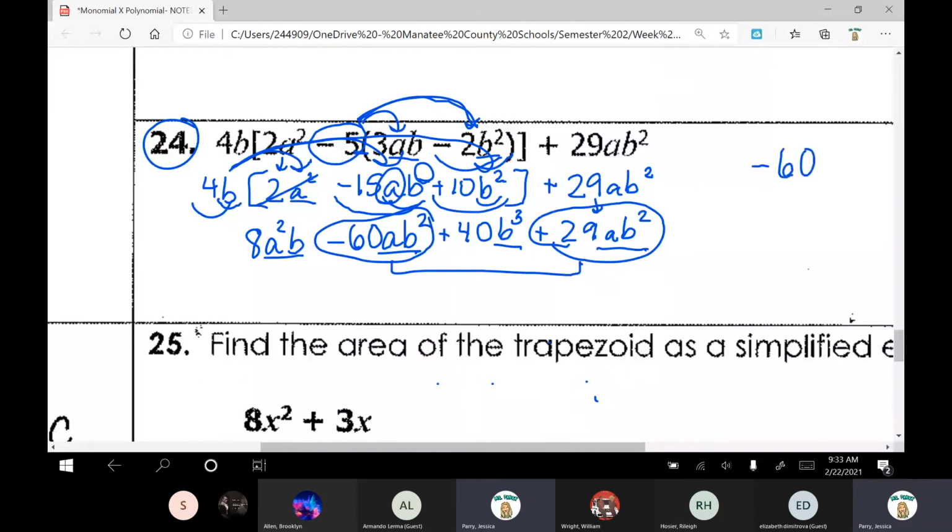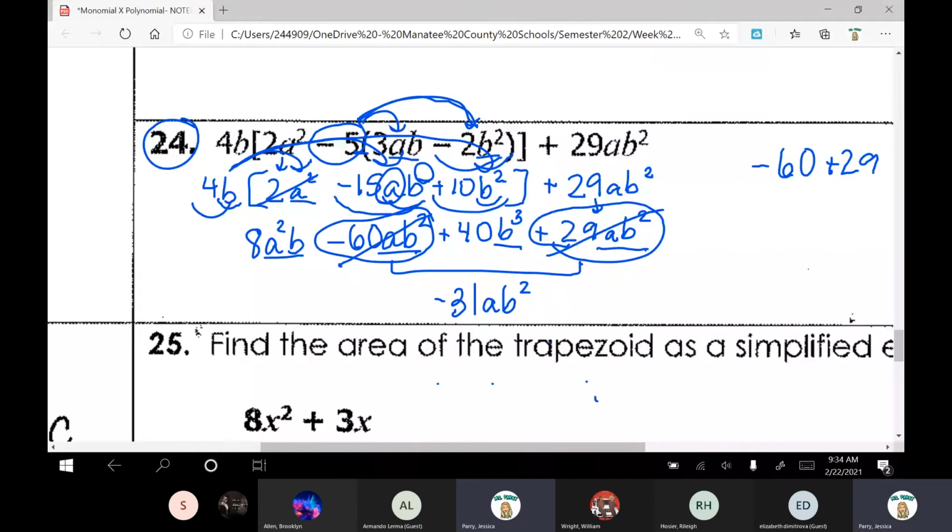Negative 60 plus 29, just looking at our coefficients. Negative 60 plus 29, tell me what do you get? What is negative 60 plus 29? So when you do negative 60 plus 29, you should get negative 31, and then just copy down the ab squared. Okay, so those are written down.